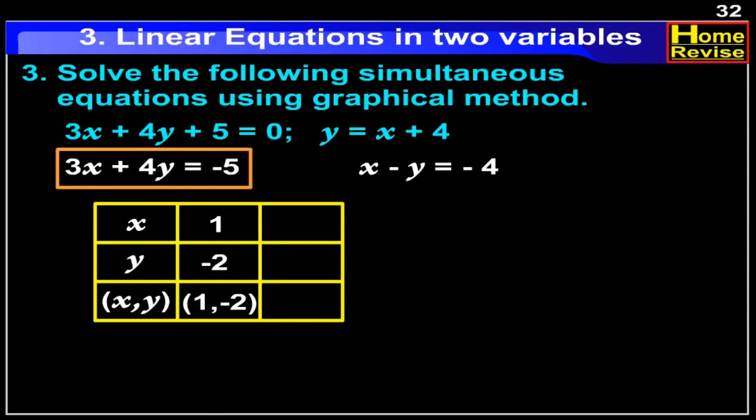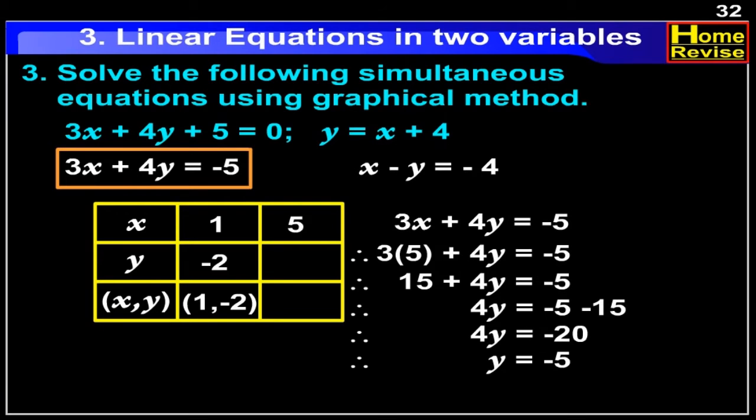Similarly, taking x is equal to 5 and substituting the value in the above equation, we get y is equal to minus 5. Therefore, the coordinates of x and y are 5, minus 5.